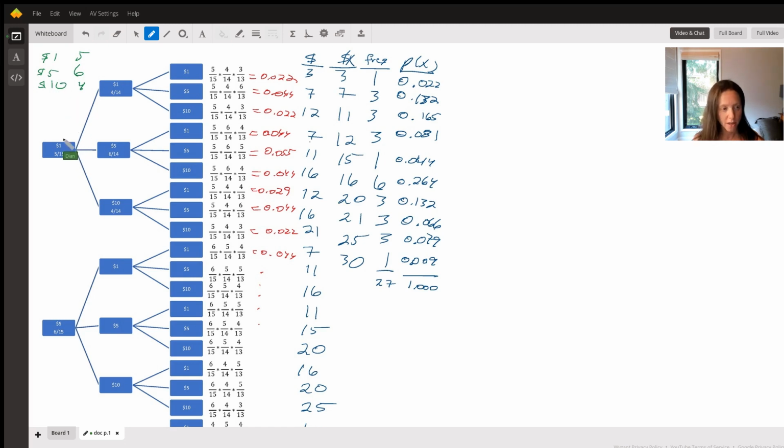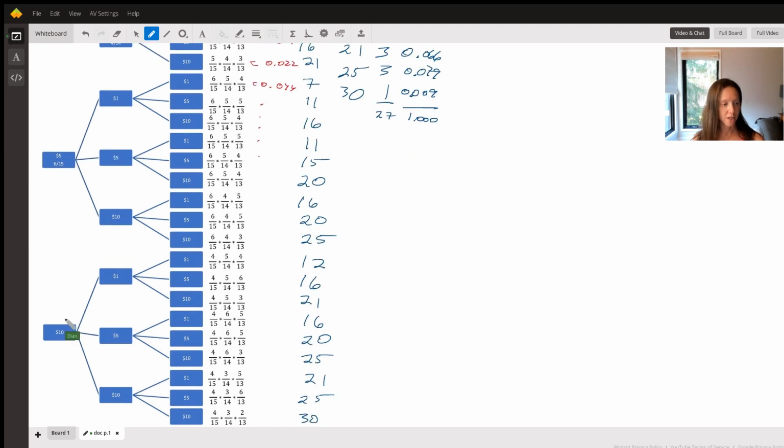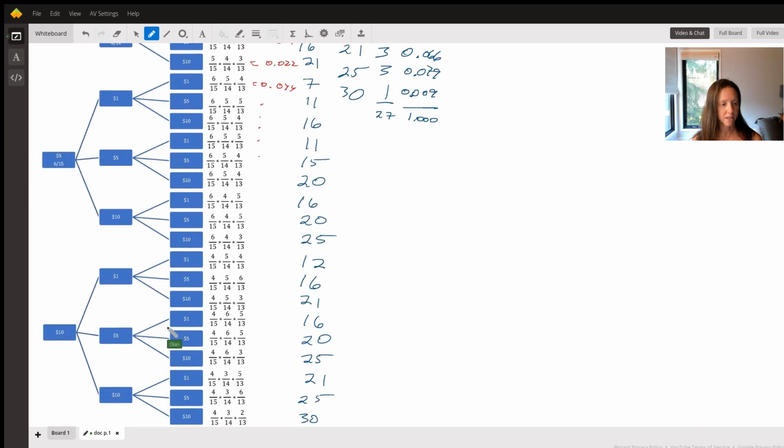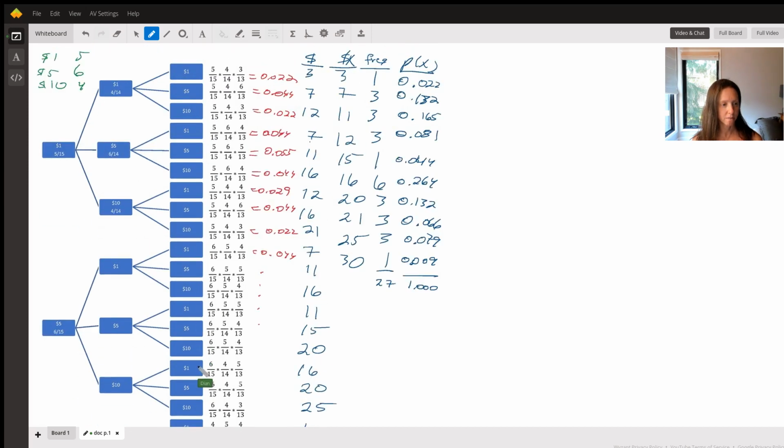So I have a tree here. And what I did was we can start out with either a 1, a 5, or a 10. So those are the first three choices. Once we pick our first bill, then for our second bill, it can also be a 1, a 5, or a 10. And then after we pick the second bill, we can pick a 1, a 5, or a 10. So we end up with 27 different possibilities.